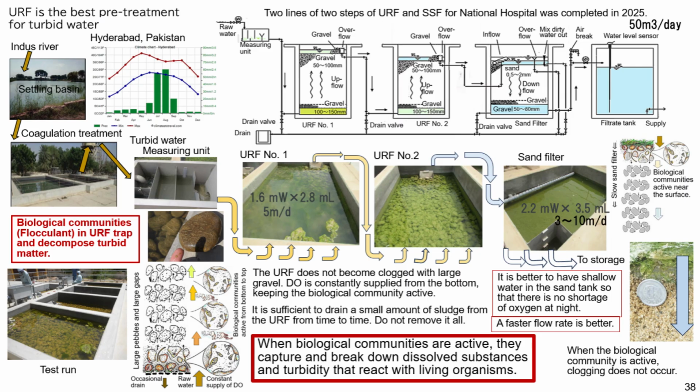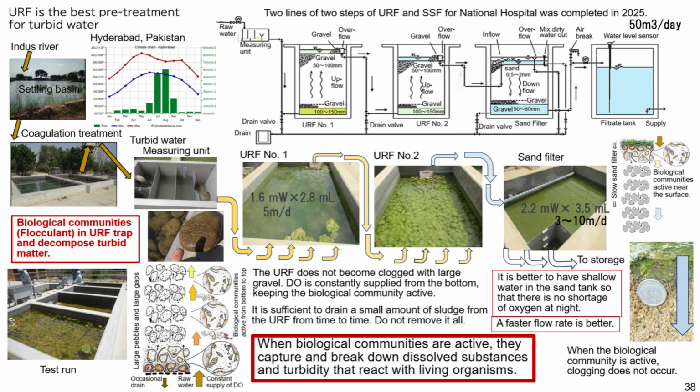URF is the best pre-treatment for turbid water. Two lines of two steps of URF and SSF for a national hospital in Pakistan were completed in 2025. Raw water is the turbid surface water of the Indus River. The present purification plant used coagulation treatment. However, this treated water was still turbid. This turbid water is raw water for our EPS purification plant.